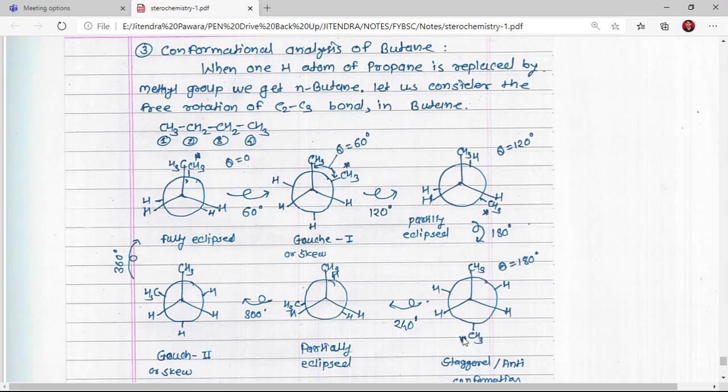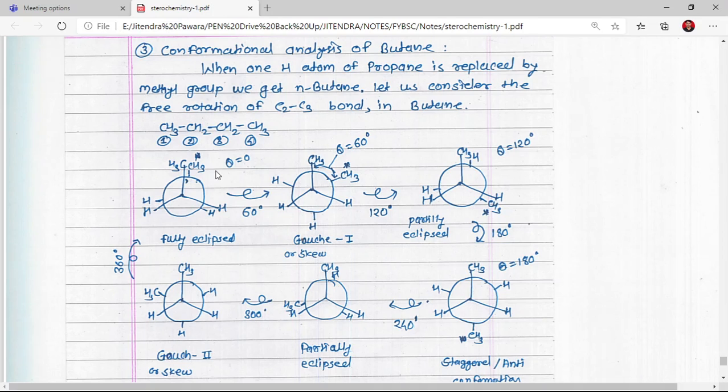So the staggered conformation, or anti-periplanar, is the most stable conformation, because in this conformation both the methyl groups are maximum away from each other. Look at this structure: the two CH3 groups are maximum away from each other. There is no CH3 CH3, no CH3 H, and no HH interaction involved, and it is a less energy conformation.